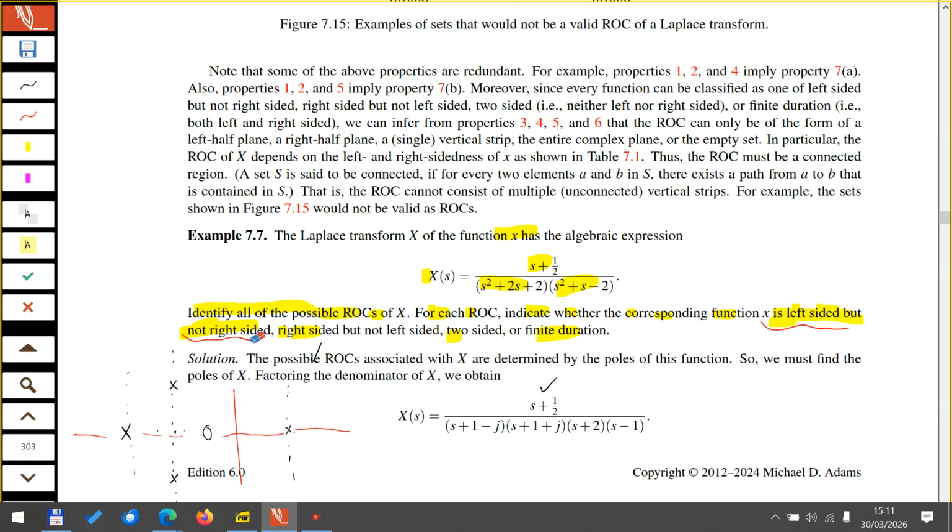Okay, let's look for the other possibilities. How about two-sided? Let's say it is a two-sided function x. What is the first thing we can say? It must be a single strip, right? Must be a single strip. It means that it cannot be extended to the right or to the left, and it cannot include any pole. So can you now imagine where the strip will be? Can we have a strip here? Here?